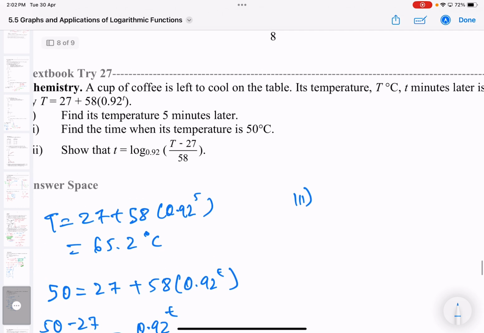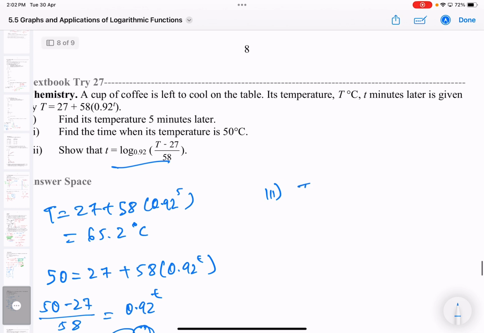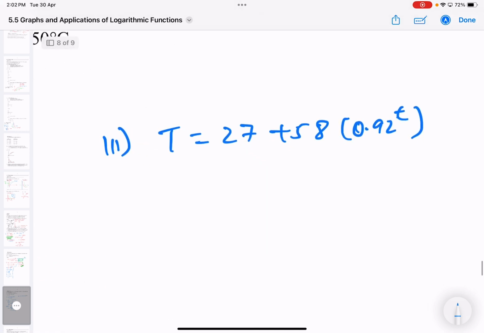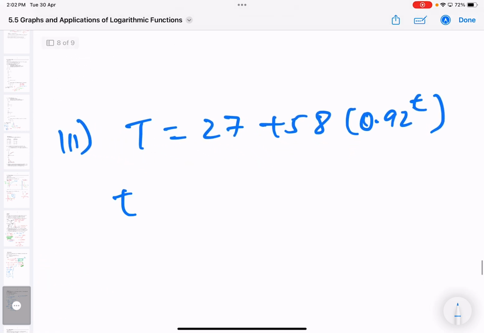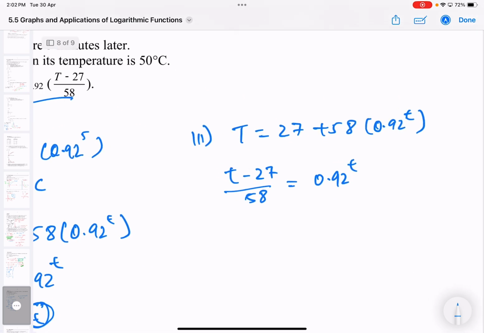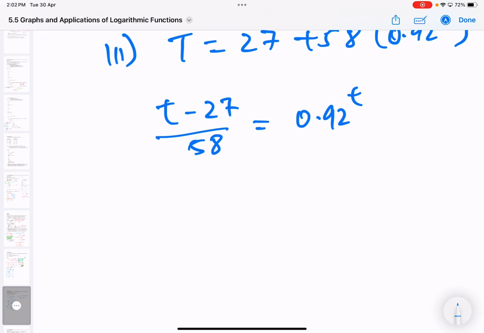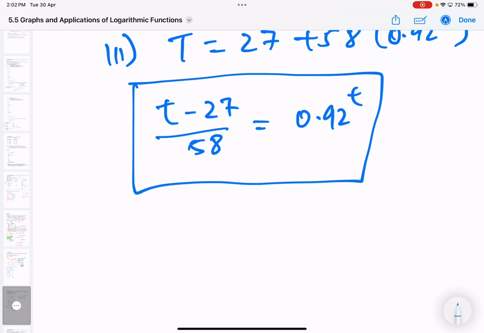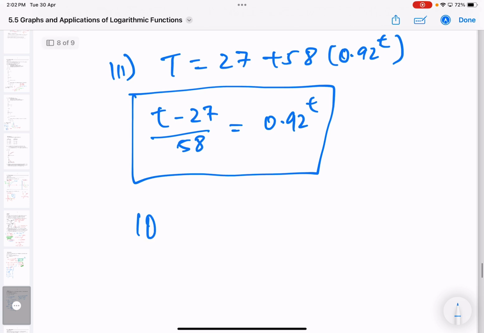Show that t equals this whole thing. This one is easy as well. I have T equals 27 plus 58 times 0.92 to the power of t. I want to make t the subject, so I get T minus 27 divided by 58 equals 0.92 to the power of t. This one is a bit different because I want to change this to the log form, but I know that every single exponential form can be changed into log. How? Log base 0.92, the base is the same as the exponent.